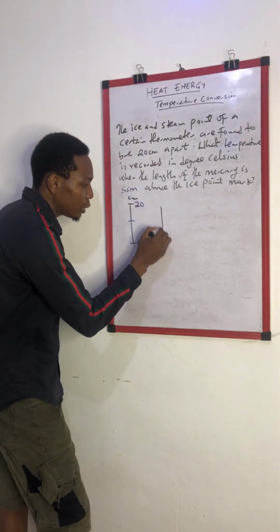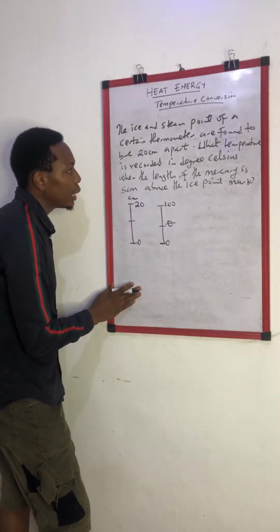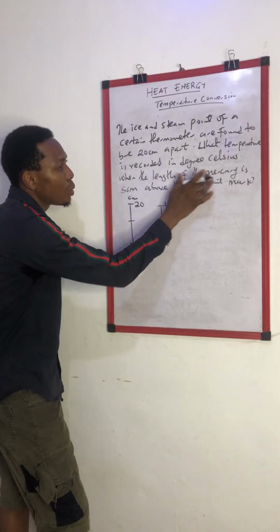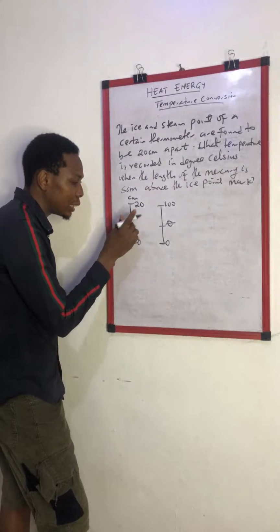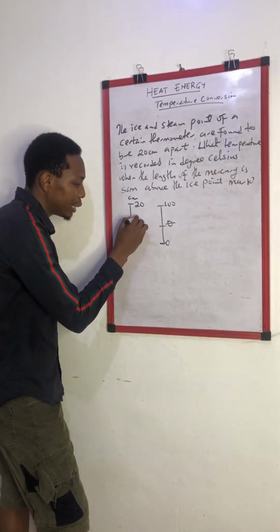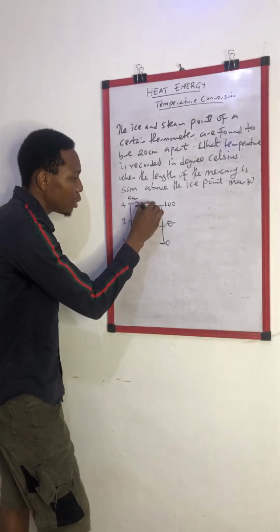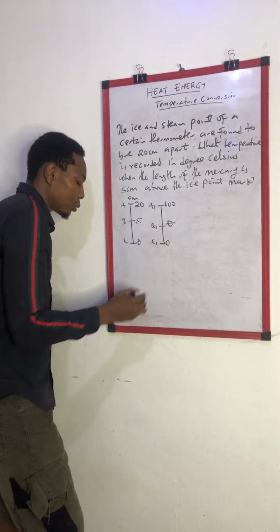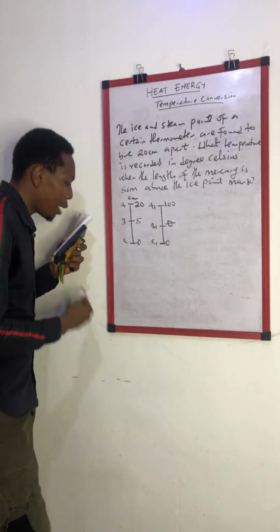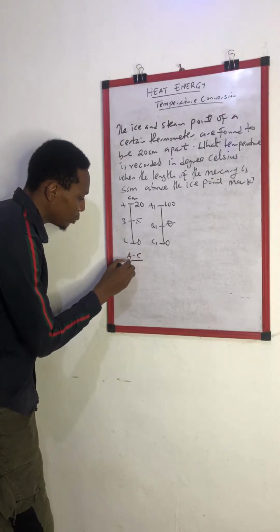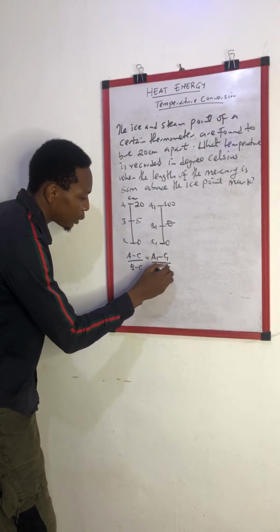Remember, for degrees Celsius, here is 100 and here is 0. So we are looking for what is here. This time around, they say when the length of the mercury is 5 centimeters above the lower point. So here, what we have is 5. Remember, here is A, B, and C, A1, B1, and C1. So we have A minus C, B minus C over A1 minus C1, B1 minus C1.